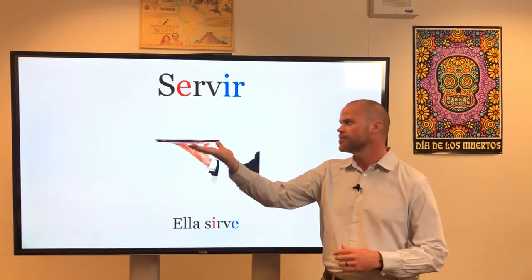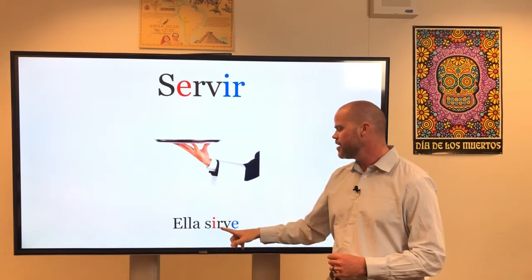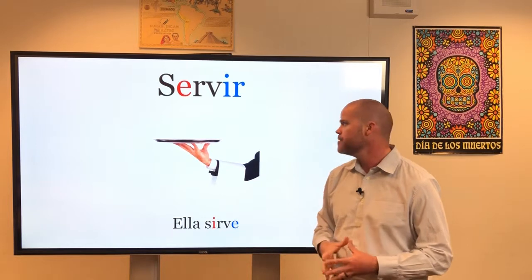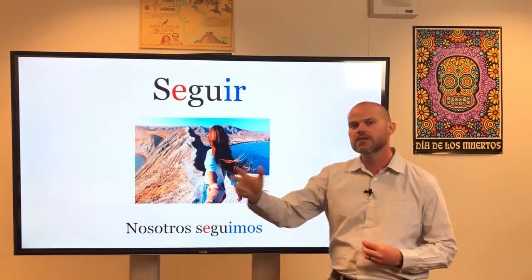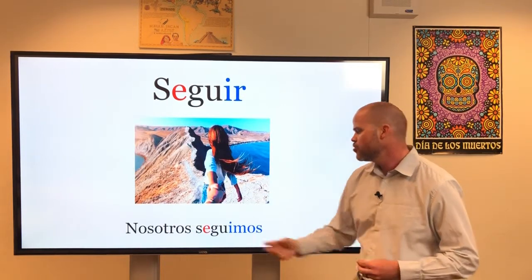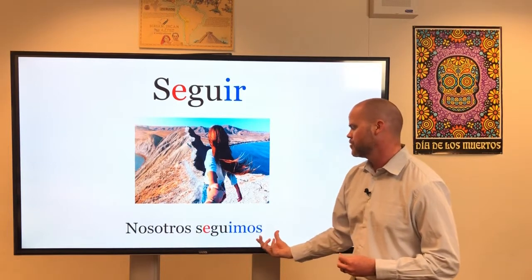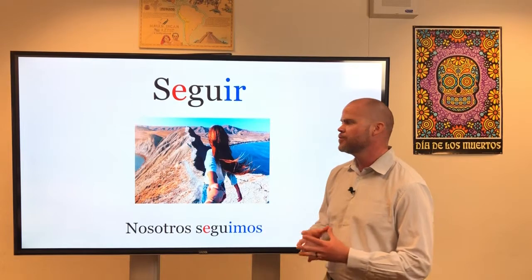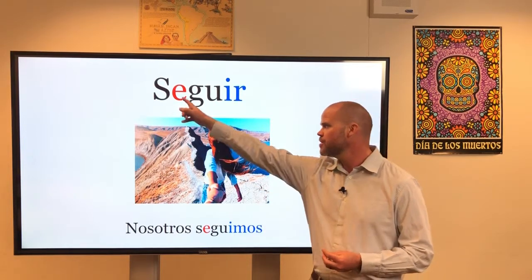Servir, servir is to serve. Ella sirve would be she serves. Again, we're still inside the boot, so the E is changing to an I. Seguir, seguir is to follow. Nosotros seguimos, okay, that means we follow. Nosotros is outside of the boot, so that means that we don't have the spelling change, so notice the E is not changing there.